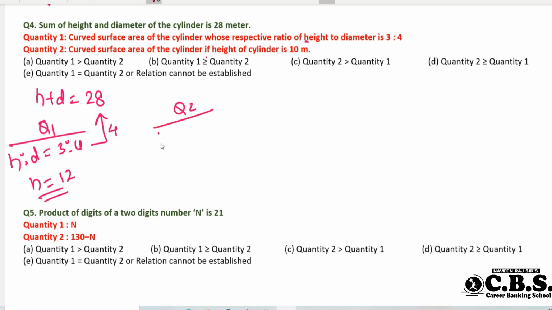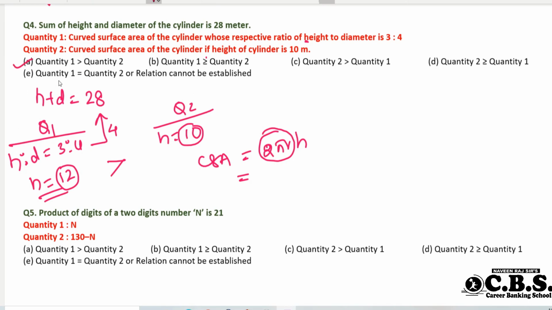In quantity 2, the height is given as 10. What is the curved surface area of a cylinder? 2 pi r h. Definitely 2 pi r is constant, because the radius is the same and only the height is specifically mentioned. Here the height is 12 and there the height is 10. Obviously 12 is greater than 10, so quantity 1 is more than quantity 2. First option is the right answer.